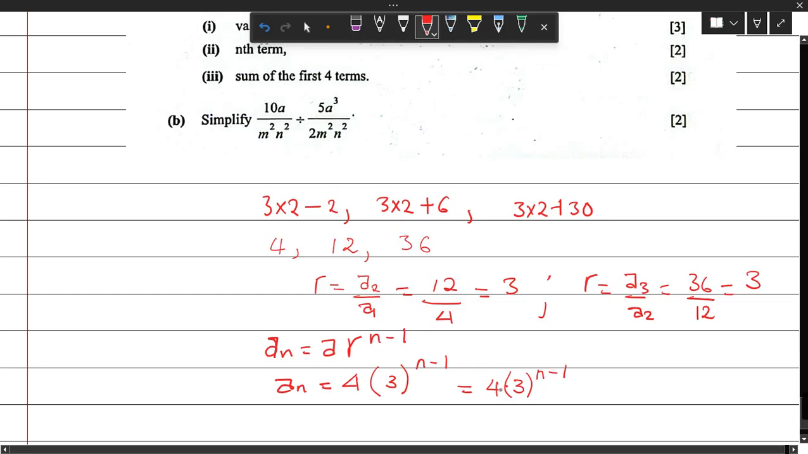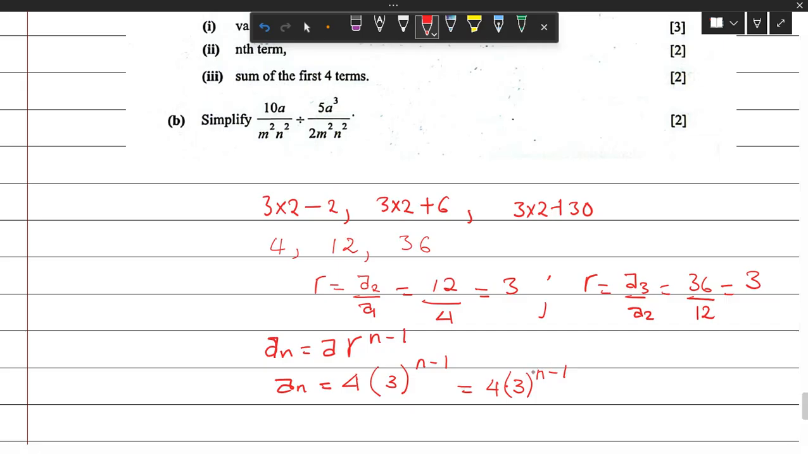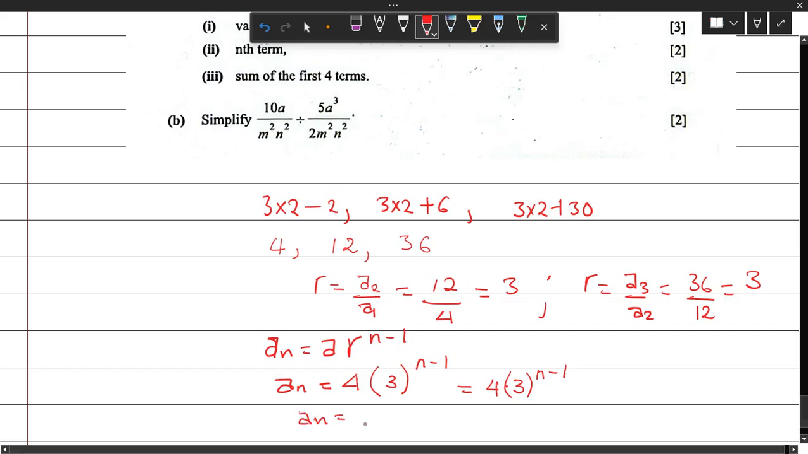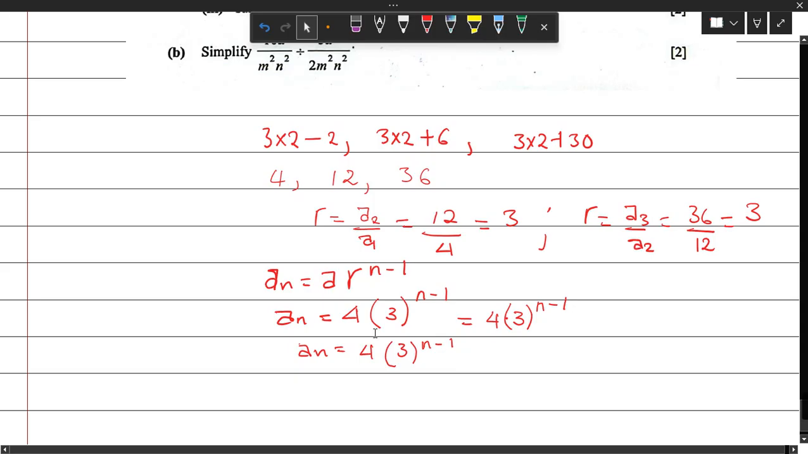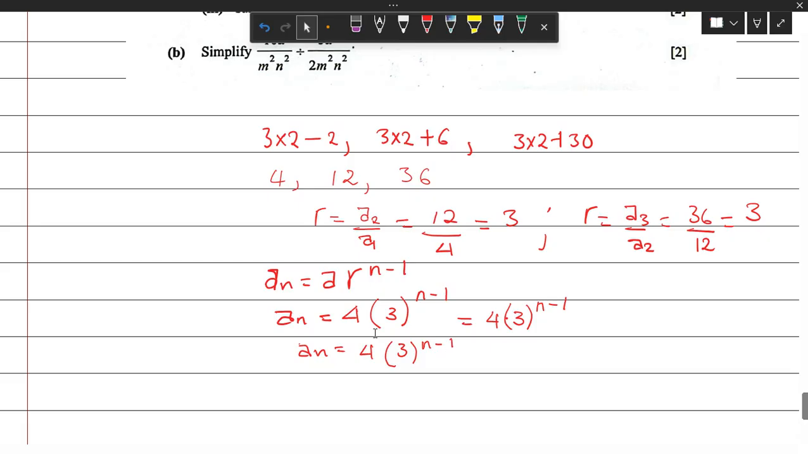So for example, if we want to get the fourth term, we just put 4 here. So it will be 4 minus 1, which is 3. 3 cubed multiplied by 4 will be our fourth term. So the nth term is equal to 4 multiplied by 3 to the power n minus 1. So this is the formula. When they say nth term, they are not telling you to find the answer. They are telling you to find the formula which can be used to find the next terms in the series.